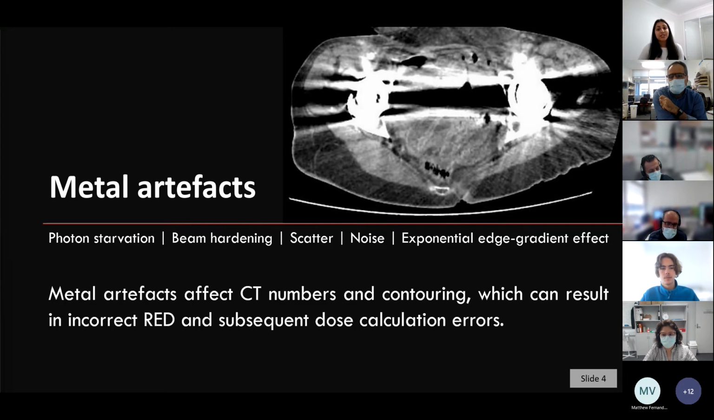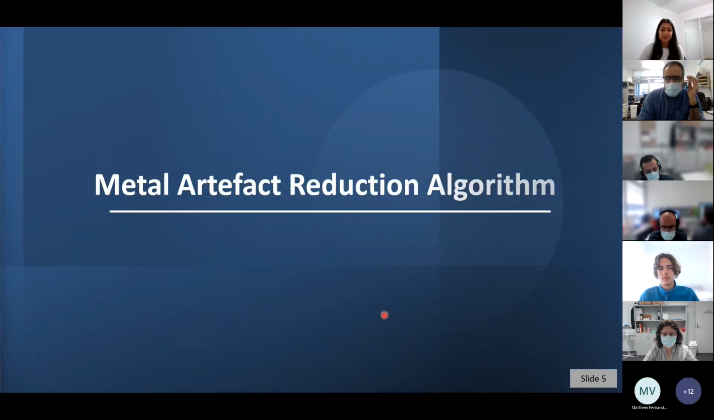And in terms of application to radiotherapy, a problem with these metal artifacts is that they affect the CT numbers and also the accuracy in contour delineation. And what then happens is that these incorrect CT numbers can produce incorrect RED, which then cause errors in the subsequent dose calculation. And so one way to tackle these metal artifacts is by using metal artifact reduction algorithms.